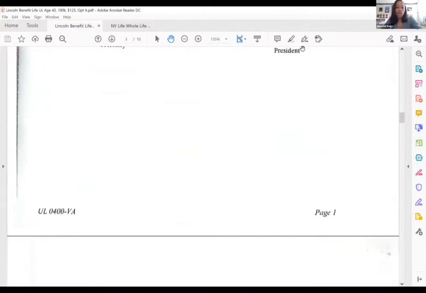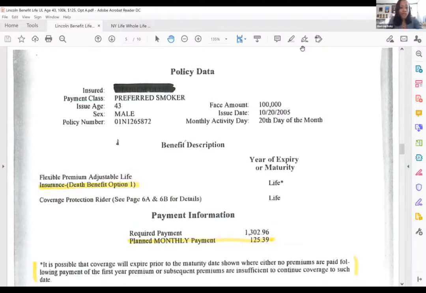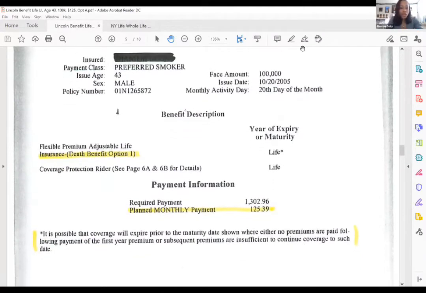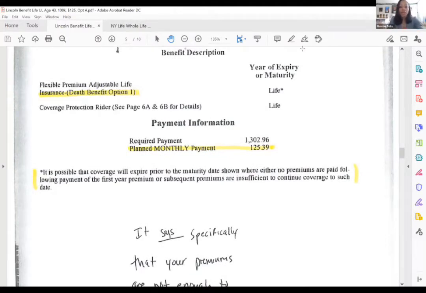Now, when we scroll on, there should be a policy data page or a summary page. So the same information was repeated at the top. So we'll look at the second section here. So now it's bringing up the death benefits. Which option? So it says option 1, which means it's level. The death benefit is not going to increase. So we want to find that. But then we see over here that there's an asterisk. So let's go ahead and read that. Obviously, we have the monthly premium. They're paying $125 a month.